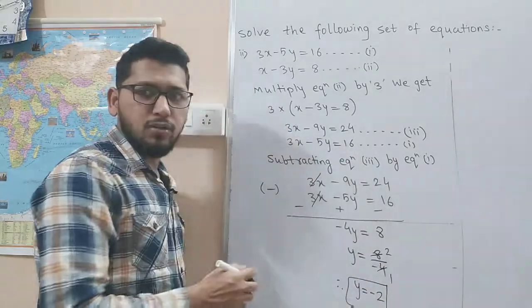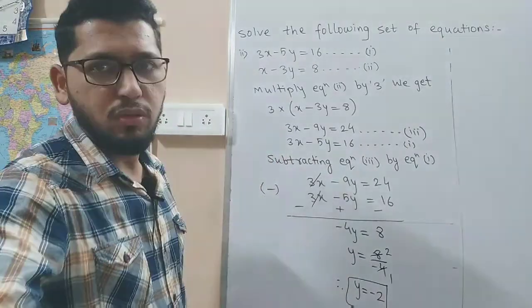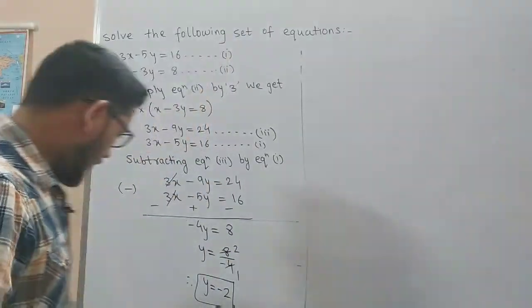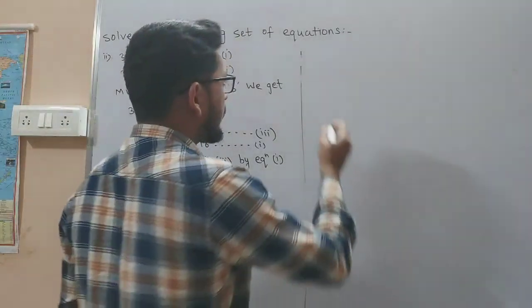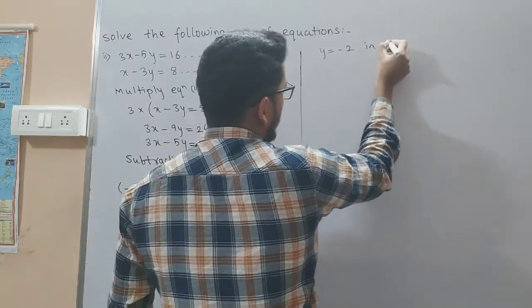नाउ विल सब्स्टिट्यूट y इक्वल टू माइनस 2 इन इक्वेशन नंबर 1 और इक्वेशन नंबर 3. सो व्हाट विल डू हियर, विल सब्स्टिट्यूट द वैल्यू ऑफ y. What is the value of y here? We are getting y equal to minus 2. So we'll write y equal to minus 2 in equation number 1.